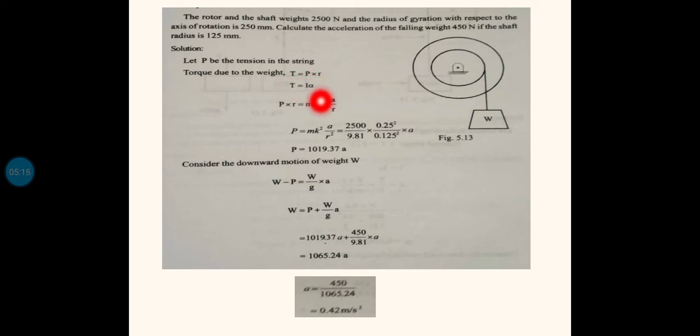But from the fundamental equation, torque T is equal to I into alpha, where I is the moment of inertia and alpha is the angular acceleration. Therefore, we can compare these two right sides. So P into R is equal to I, which is actually m into k square, where m is mass and k is the radius of gyration. The relation between angular acceleration alpha and tangential acceleration at is at equal to r alpha. That was our general equation. So from that you will get alpha equal to a by r.